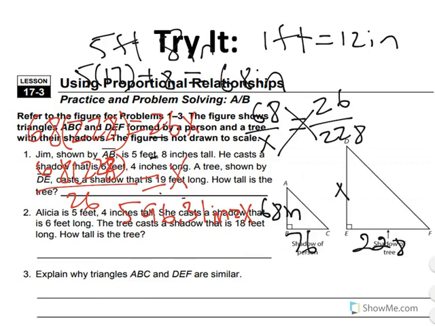Okay, and if you want to convert back to feet, then you need to take this number divided by 12. Okay, so then the height would be 17 feet. Okay, so let's go on to number 2. So I'm going to erase this.